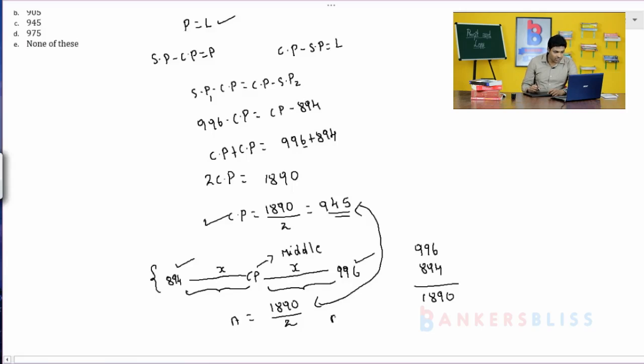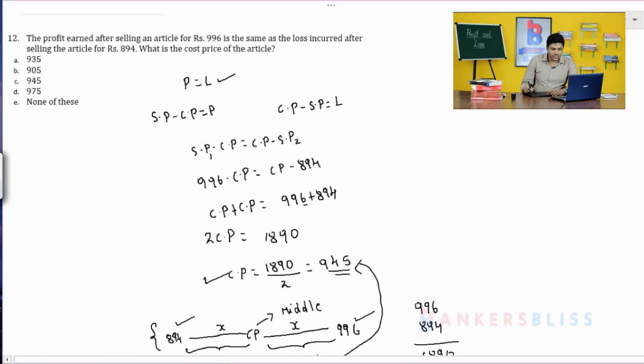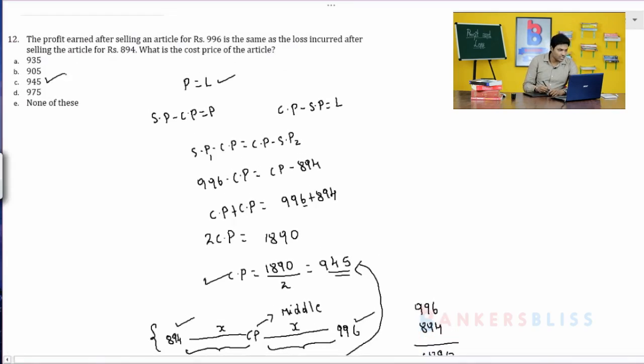Therefore, average is equal to 945. After division you got average as 945. That is nothing but cost price, because here cost price is the average. So 945 is the answer what you got. So cost price is 945. Option C is the right answer. See, this problem is also they have asked in your clerical exam and in the PO exam. So very important problem and very simple technique. You apply the concept average, you will get the answer.